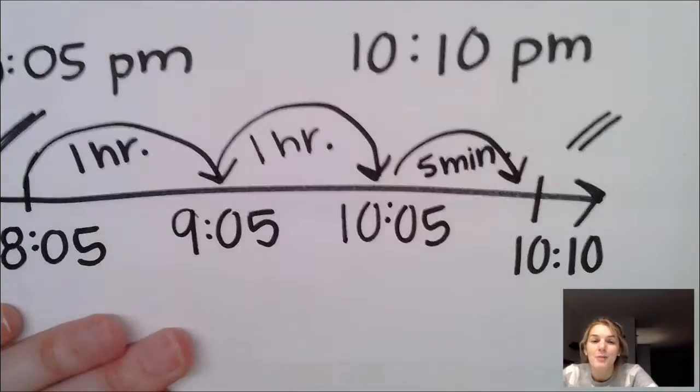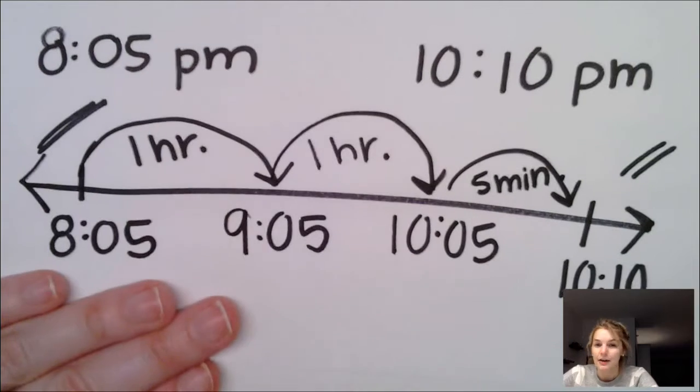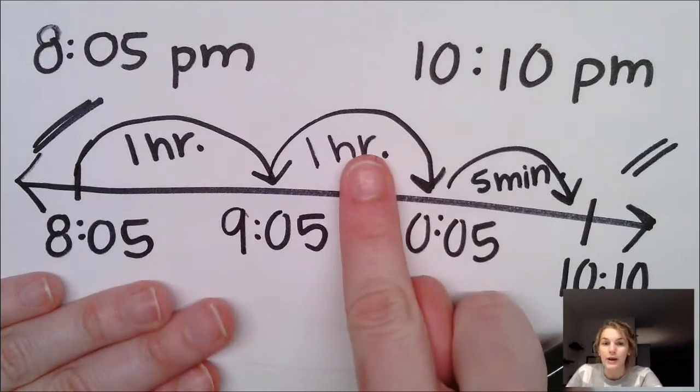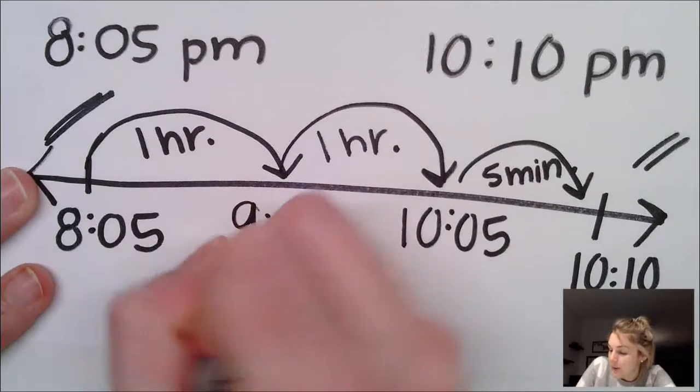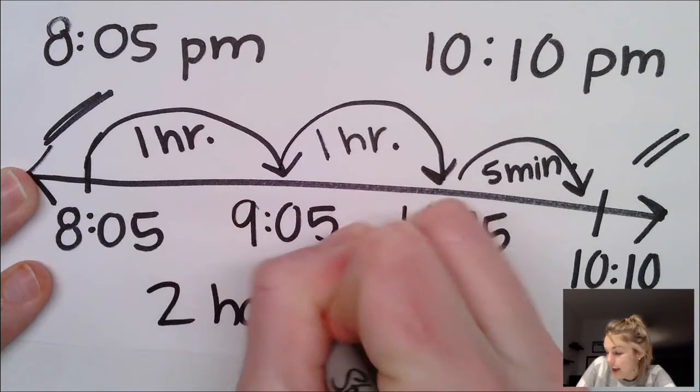So now my job is to add that time together. So 1 hour plus 1 hour is 2 hours, plus 5 minutes is 2 hours and 5 minutes.